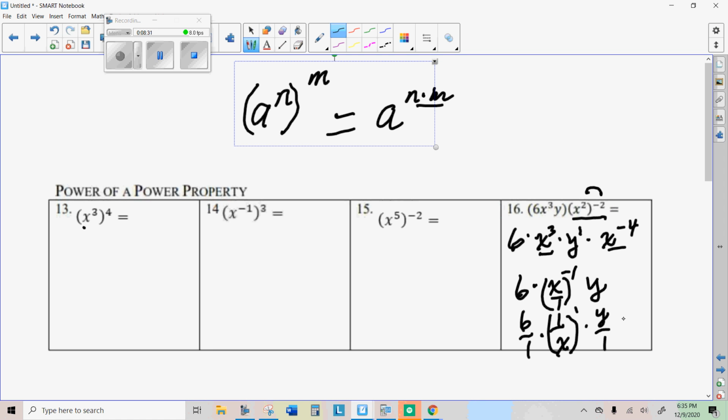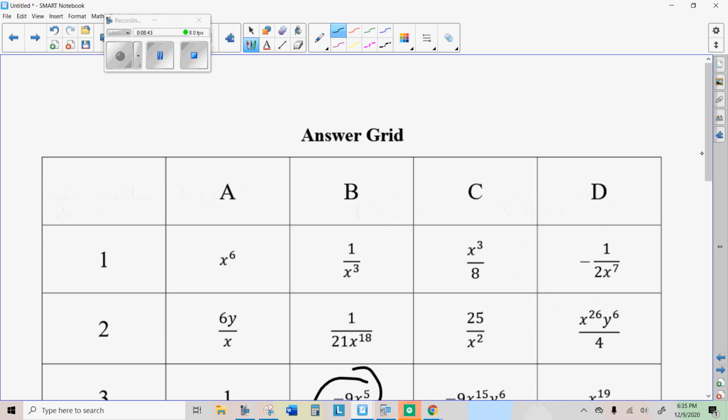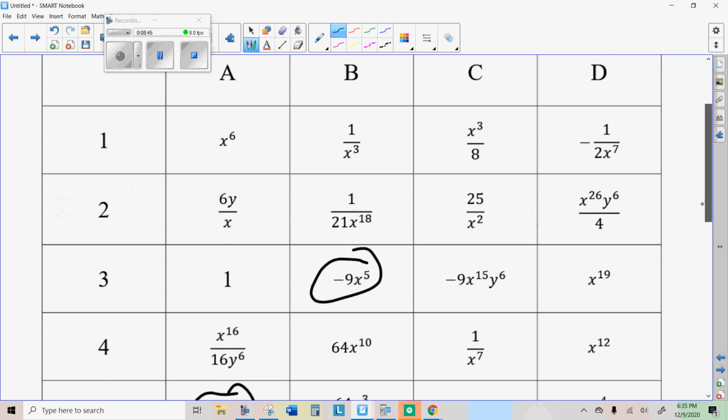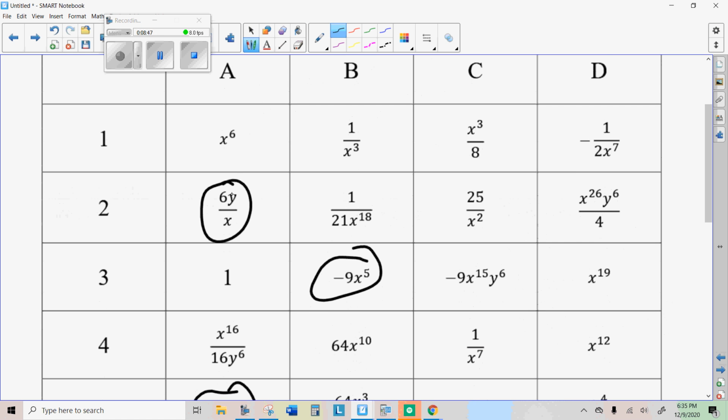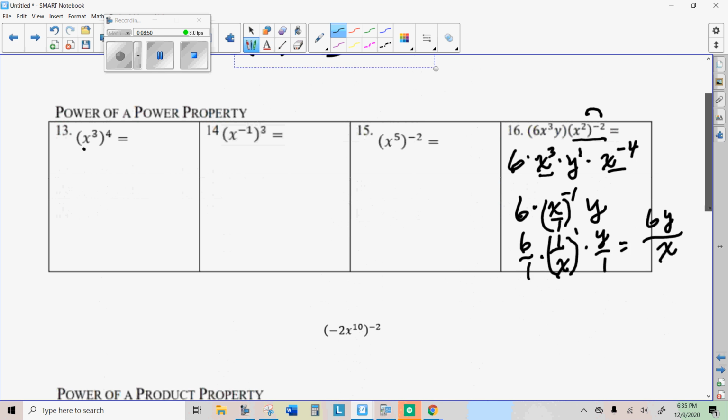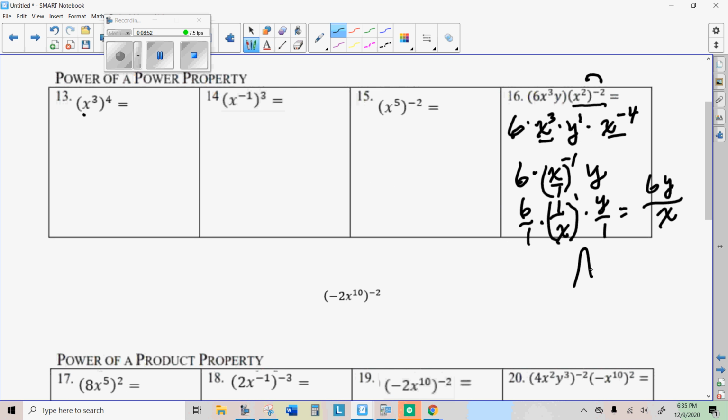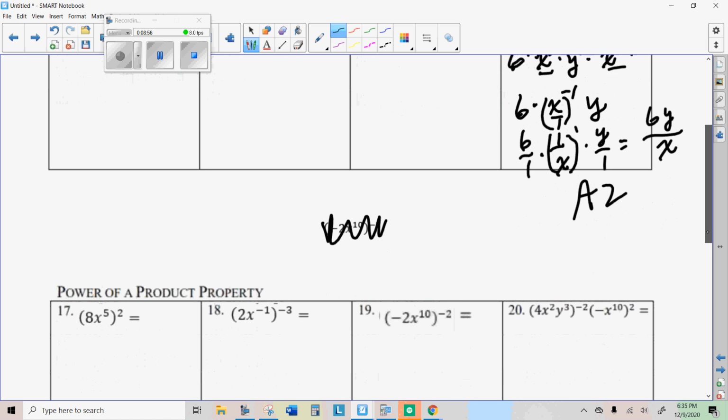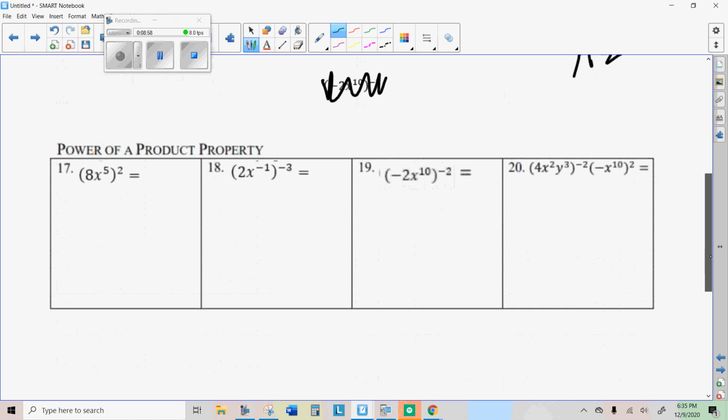And so on top, I get 6 times 1 times y, which is 6y. On the bottom, I have 1 times x times 1, which is just x. So 6y over x is the answer. And that would be A2. This is just a misprint there. Don't worry about that.